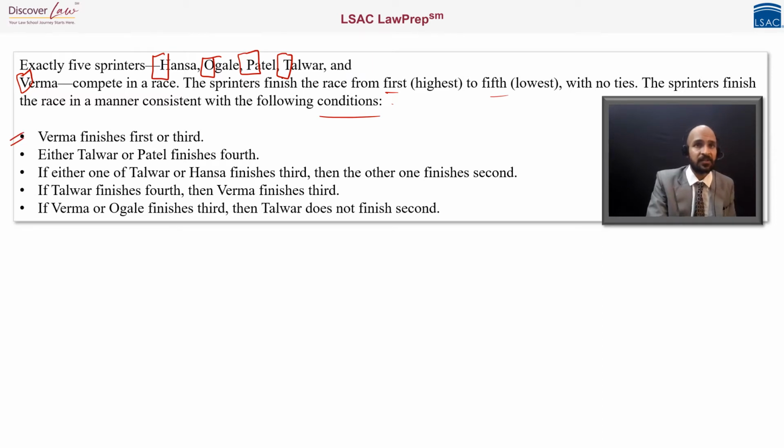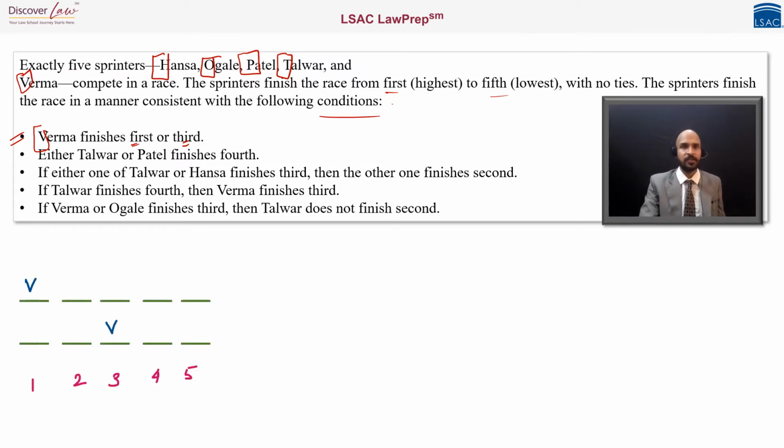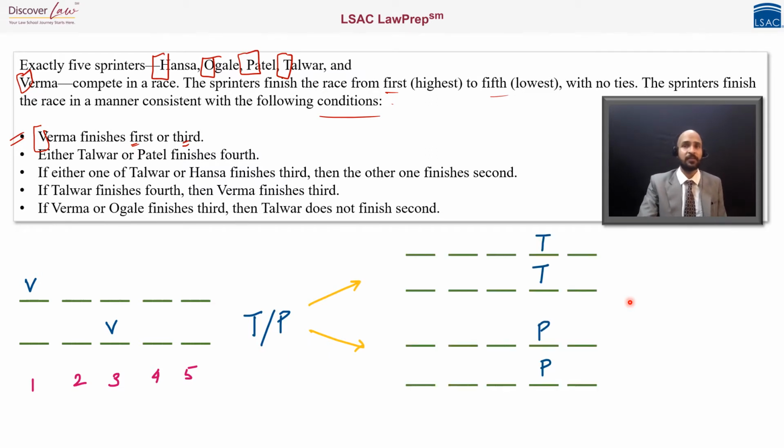First condition, V finishes either 1st or 3rd. Now what I'll do is I'll draw 2 diagrams for these 2 cases. As you can see, V either finishes 1st or V finishes 3rd. This is a technique of diagramming that I want you to learn in this video. Let's look at the second rule, which says that T or P could finish 4th, which means that either you could have T in the 4th position or you could have P in the 4th position. Now you might be wondering why I have drawn 2 cases each instead of simply drawing 1 case each, one for T in the 4th and one for P in the 4th.